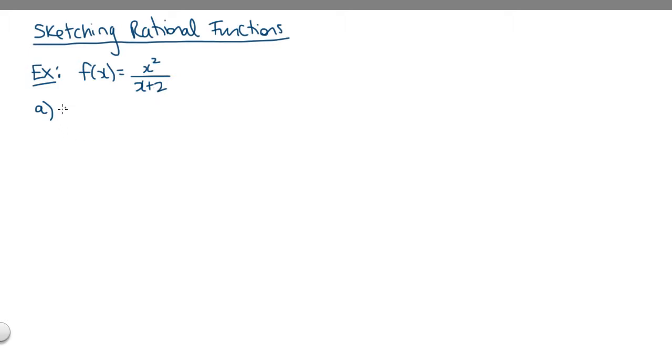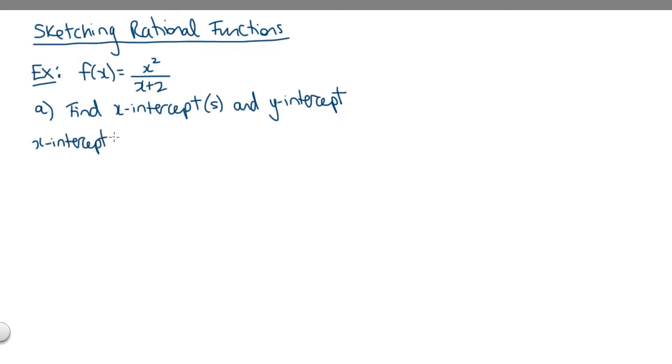For part A, let's find any x-intercepts. There may be more than one x-intercept, and we'll also find the y-intercept, if it exists, of this particular function. To start with the x-intercepts, what we're going to do is set y equal to 0 in our function, and we will solve for the x value.